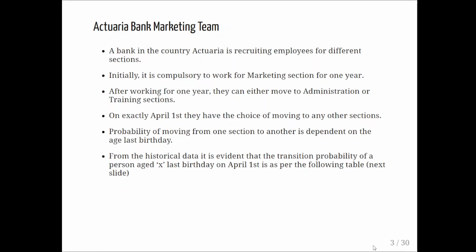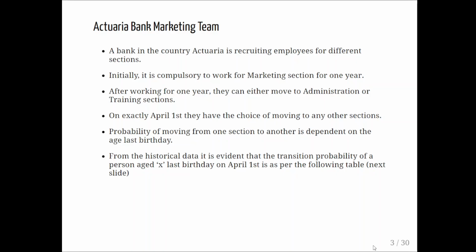Okay, so this is the actual scenario of the question here. Actuaria's bank marketing team. A bank in the country of Actuaria is recruiting employees from different sections. Initially, it is compulsory to work for the marketing section for 1 year. After working 1 year, they can move to either administration or training sections. On exactly April 1st, they have a choice of moving to any other sections. The probability of moving from one section to another is dependent on the age at the last birthday. So that's why this one's a bit more elaborate, a bit more complicated than standard Markov chain questions.